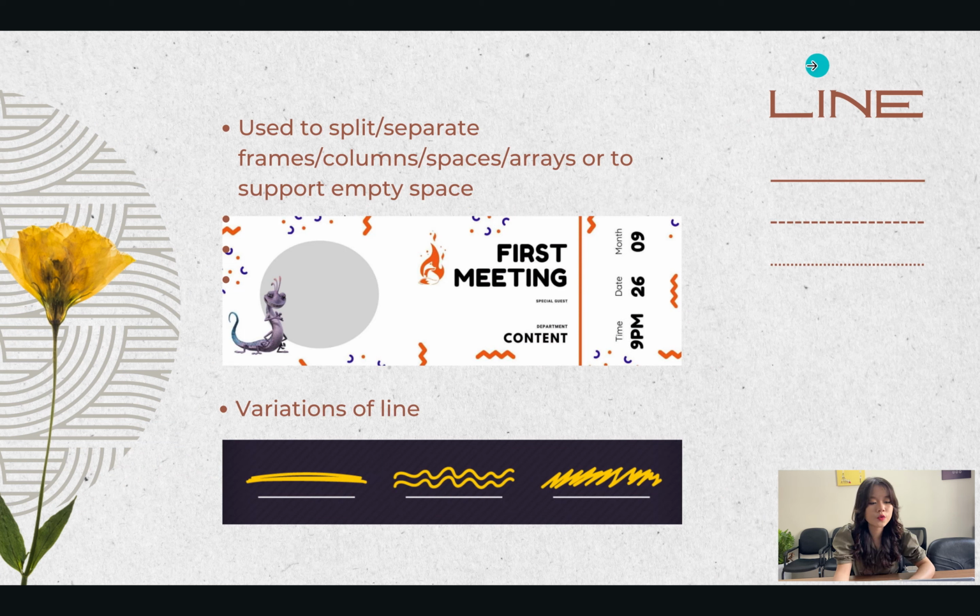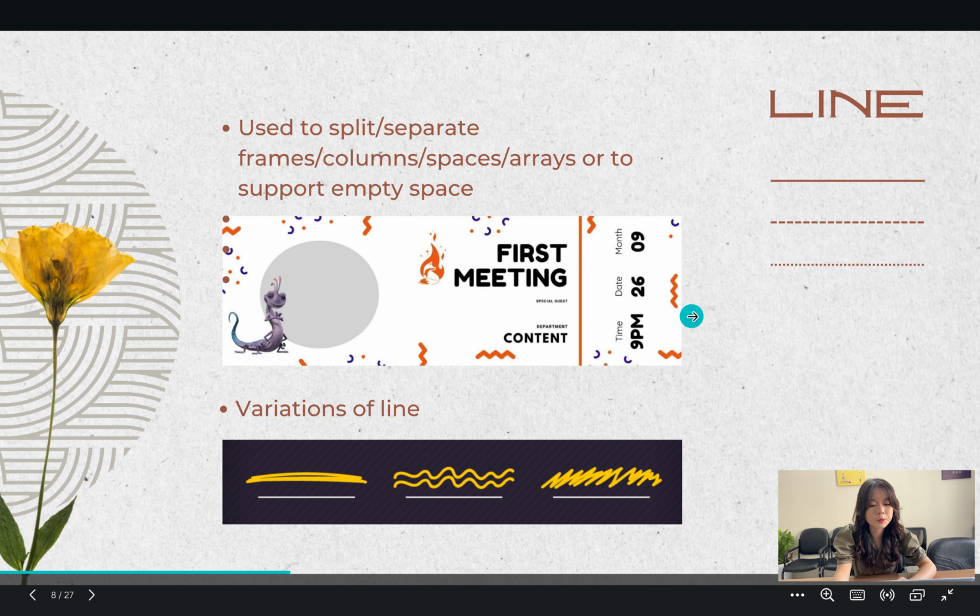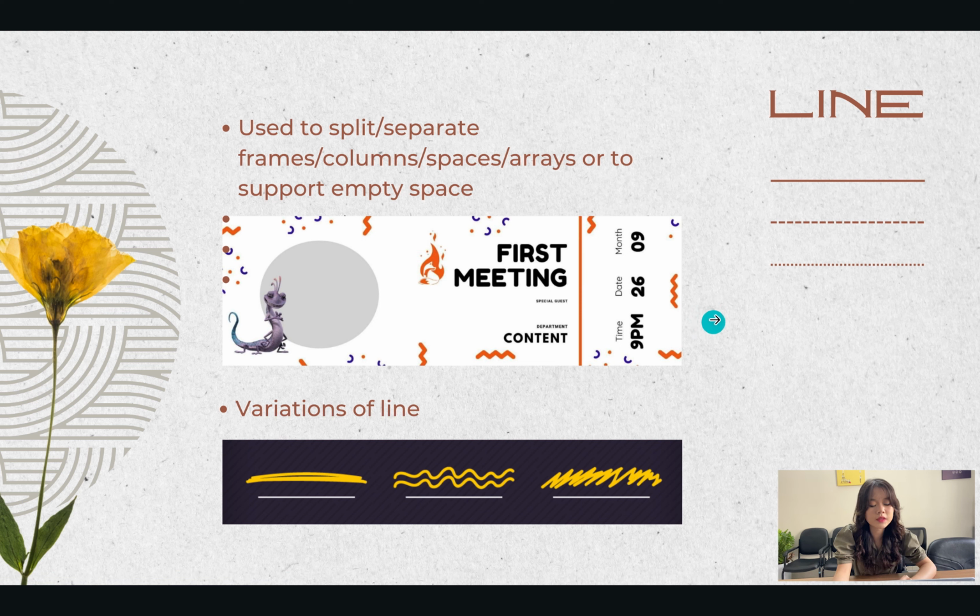Here I want to first introduce the line. Line is the first basic element in a design. There are many types of lines here. You can see the line and the dotted line like this. Lines are often used to split and separate frames, columns, spaces, and arrays, to support empty space.